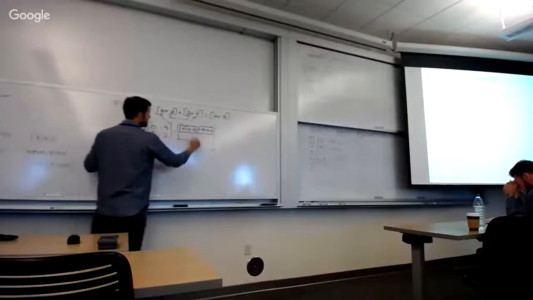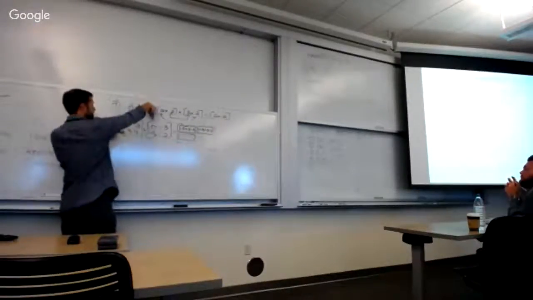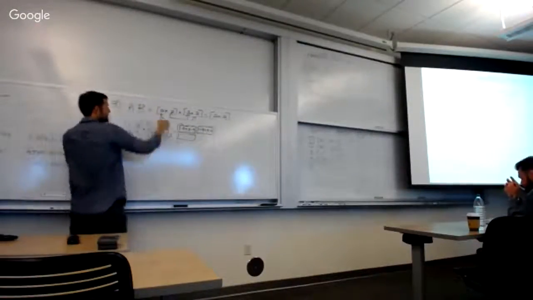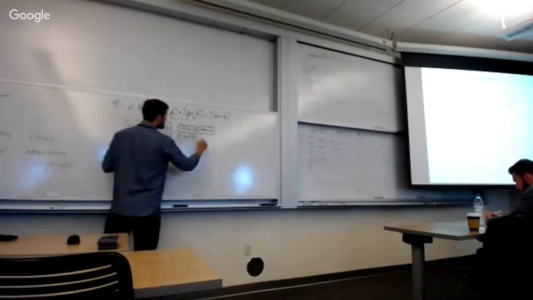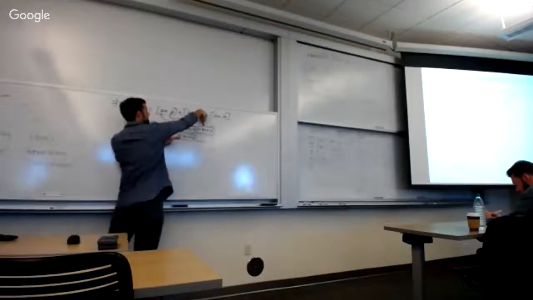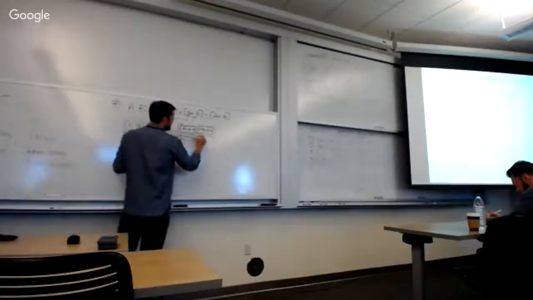Now I want this entry, which is the second row, first column. So second row, first column, that'd be 0 times 3 plus 4 times negative 5. Now I want this entry, which is the second row, second column. So that's 3 times negative 3 plus 4 times 2.